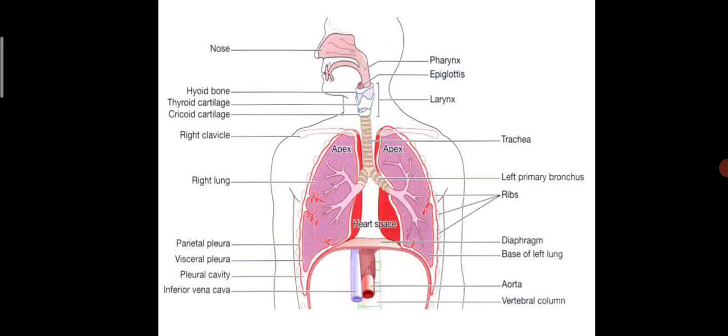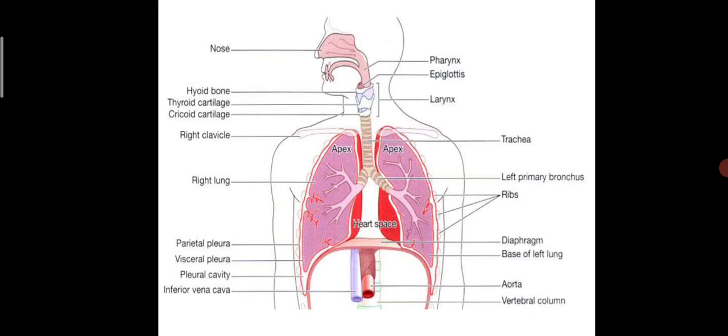Then below the larynx there is a windpipe, that is trachea. This trachea is a 12 to 14 centimeter windpipe. Then this trachea is subdivided into two bronchi. One bronchus goes into the right lung, and one bronchus goes into the left lung. In the right lung, this bronchus is divided into three bronchioles, and in the left lung this bronchus is divided into two bronchioles.